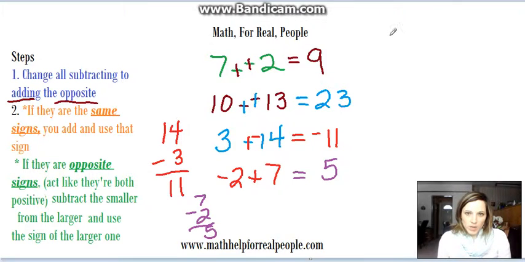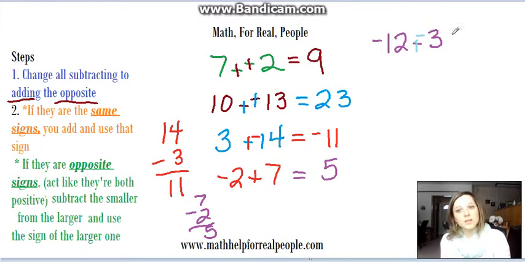And then let's try one more here. Let's say you have negative 12, subtract 3. So in this case, you're subtracting again. So you can go ahead and say, I don't want to subtract, I want to add the opposite. Now you can look at it and say they're the same signs. So you're going to add them together and use that sign. So that turns into 15, and it is still negative.